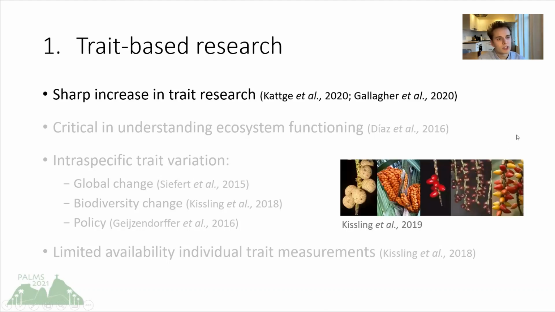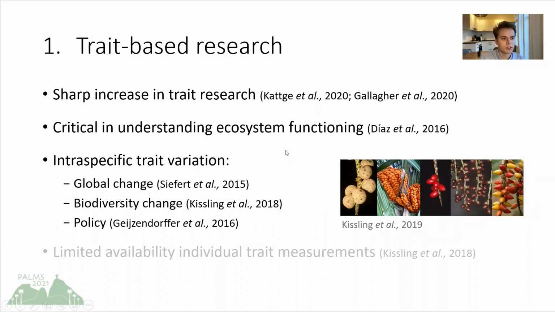So, in recent years, we've seen a sharp increase in trait-based research in ecology. This is not so strange as traits are critical for the understanding of plant form and function and have shown to be relevant for population and ecosystem functioning. One important aspect within trait research is intraspecific trait variation. This has been shown to be relevant for fields like global change, biodiversity change, and policy research.